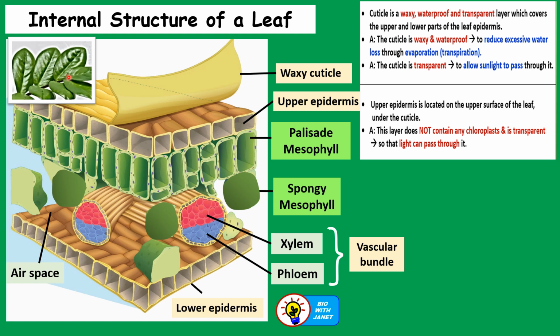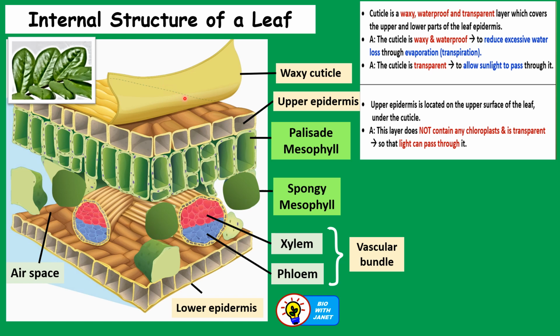So what is the function of the cuticle? The cuticle is waxy and waterproof to reduce excessive water loss through evaporation or transpiration. When the sunlight shines on the upper surface of the leaf, it tends to heat up the leaf cells, so water from the leaves may diffuse out and try to evaporate through this upper layer. But because of the waxy cuticle that's waterproof, not so much water can evaporate through the cuticle into the atmosphere. In that way, the cuticle is adapted to reduce excessive water loss through evaporation because it's waterproof and waxy.